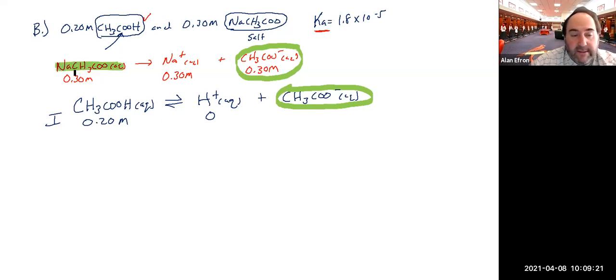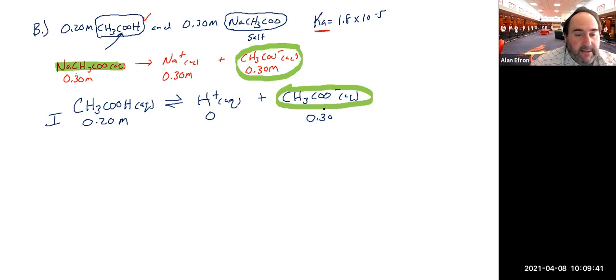So to turn this into a common ion calculation, you do need to include the initial concentration of your acetate. Obviously, if you do not include the initial concentration of your acetate, you pretty much just did the same problem we did in part one here. So it'd just be a weak acid.